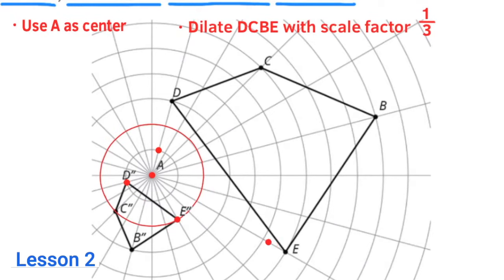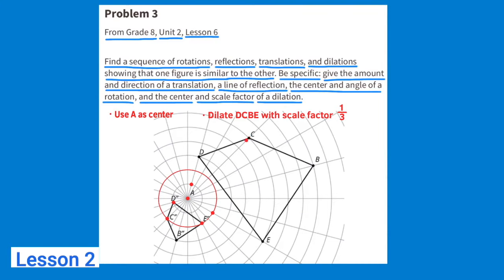Let's move point E. Originally, point E was 6 units away from point A, and 1/3 of 6 is 2, so its new location will be 2 units away from point A. Let's move point C. Point C's original location was 6 units away from point A, and 1/3 of 6 is 2, so its new location will be 2 units away from point A.